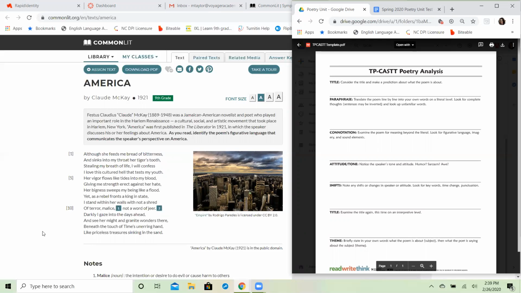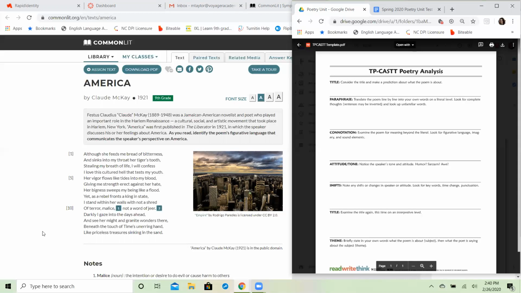So again, we start with the TPCAST template: the title, consider and make a prediction. What is the poem going to be about? Again, look at the introduction, America, and Claude McKay's feelings on America. Paraphrasing a line of the poem, students can look at line 1. Although she feeds me bread of bitterness, the she is referring to America, and the bread of bitterness can be considered a sense of false hope that is given to immigrants who come into America.